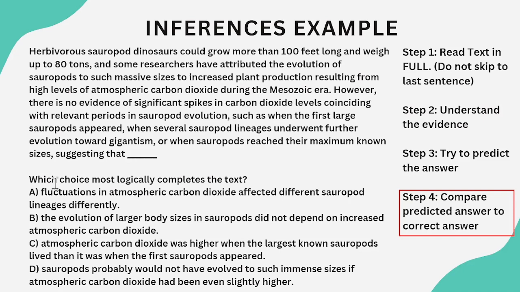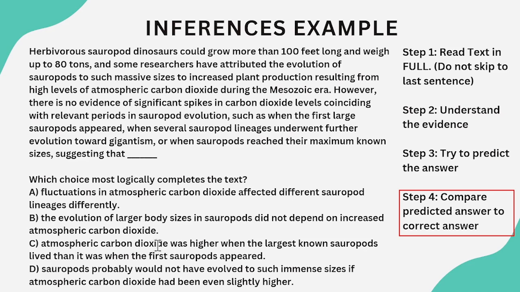So, remembering what we said, which choice most logically completes the text? A. Fluctuations in atmospheric carbon dioxide affected different sauropod lineages differently. That's not even talked about in this passage, and we know the evidence we're looking for, and it doesn't match our answer, so A is off the table. B. The evolution of larger body sizes in sauropods did not depend on increased atmospheric carbon dioxide. So this is exactly what we said, right? Sauropods didn't get bigger because of the carbon dioxide. So B looks like the best answer, but let's go through these just in case.